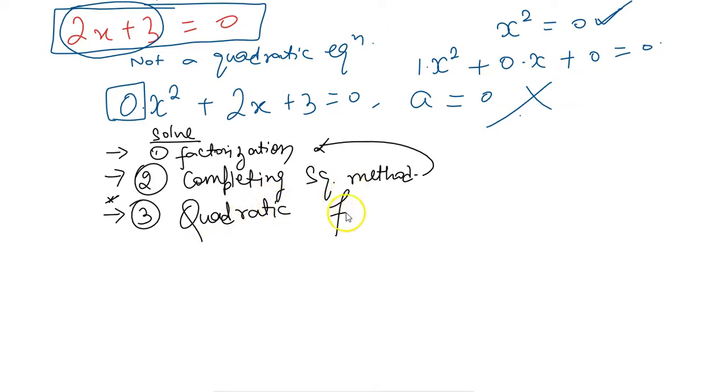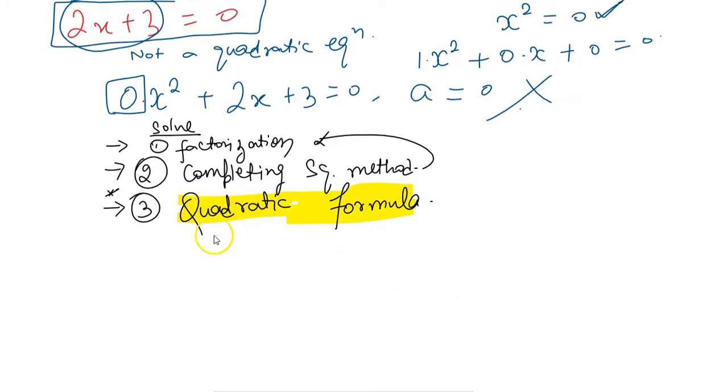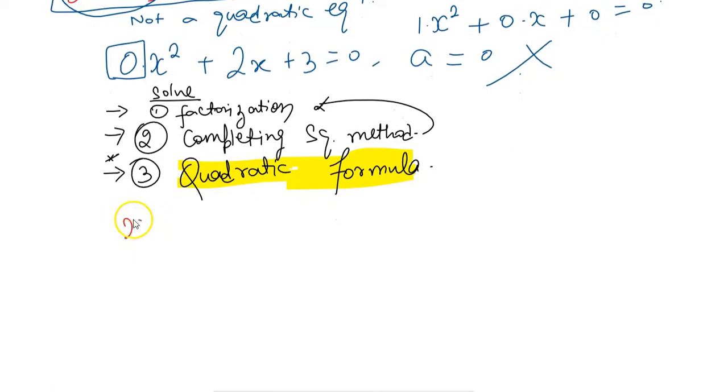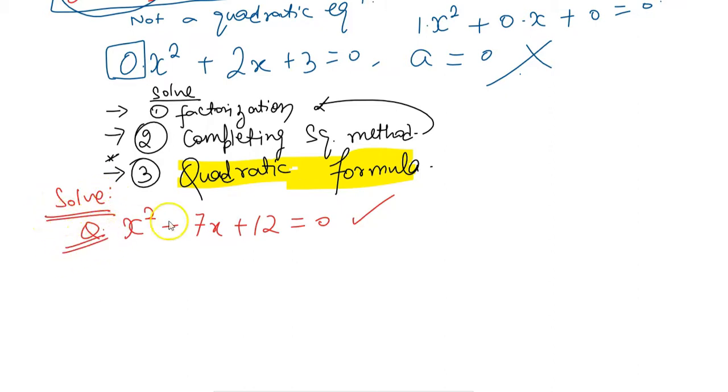So we have a direct formula to find the roots. Roots means the solutions of a quadratic equation. Let us say I'll take any random equation, x square minus 7x plus 12. Is this a quadratic equation? Yes, this is a quadratic equation. So our motto will be to solve this. But before that, let us see what the quadratic formula is.